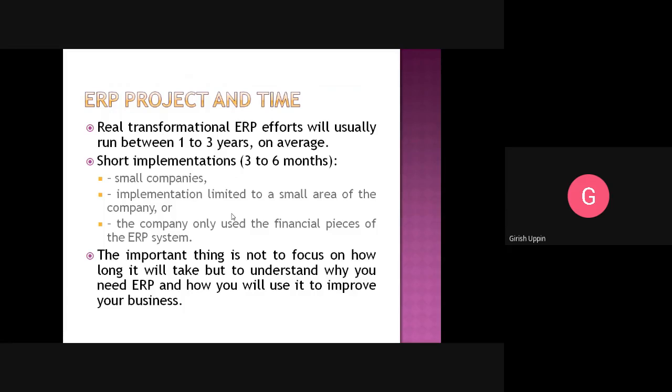ERP project and time. I told you one of the challenges for implementation of an ERP is the timeline that is required to implement the ERP solutions. Real transformational ERP efforts will usually run between 1 to 3 years on average.